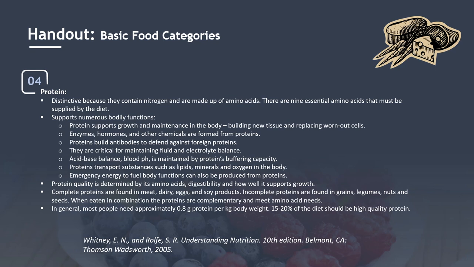Protein quality is determined by its amino acids, digestibility, and how well it supports growth. Complete proteins are found in meat, dairy, eggs, and soy products. Incomplete proteins are found in grains, legumes, nuts, and seeds. When eaten in combination, the proteins are complementary and meet amino acid needs. In general, most people need approximately 0.8 grams of protein per kilogram of body weight. 15 to 20% of the diet should be high-quality protein.